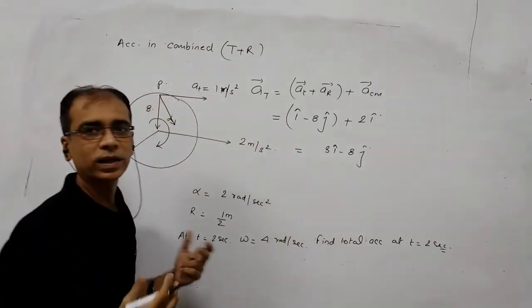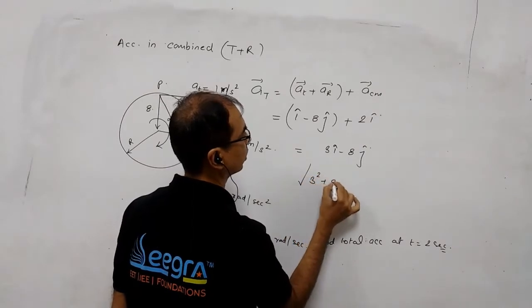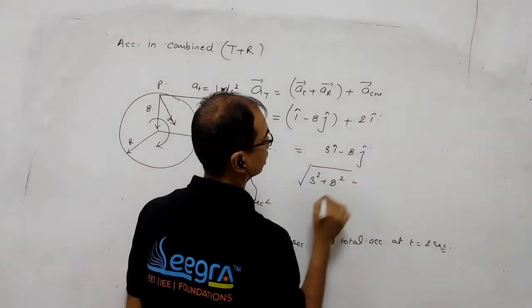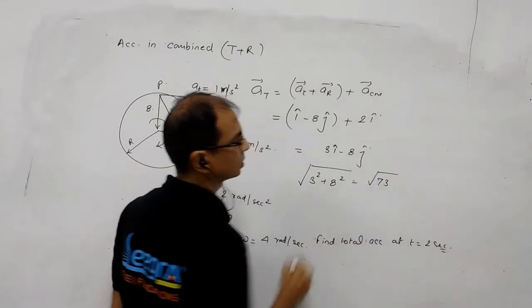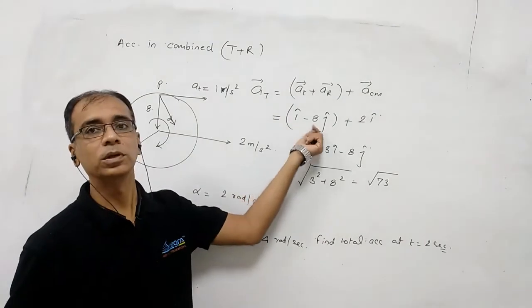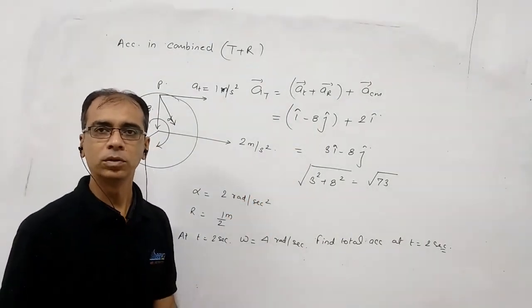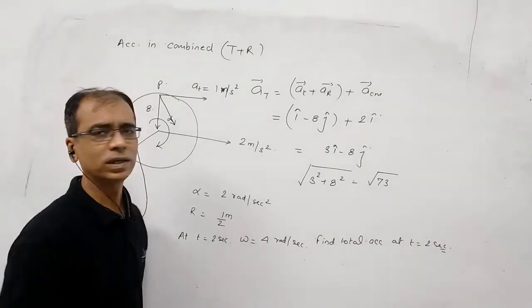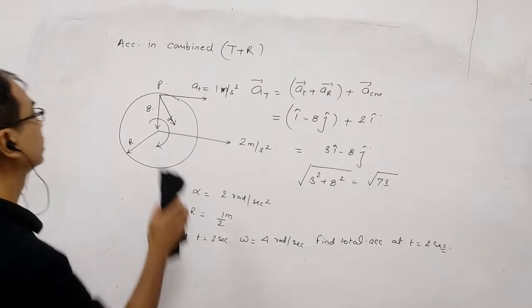So if I want to find its magnitude, I know what to do: 3 square plus 8 square, 64 plus 9, 73. This will be the resultant acceleration. What will be the direction? That also we can find from here because we have the vector form. So that's simple. Depending on the values, we can find its direction also. This is how acceleration can be written.